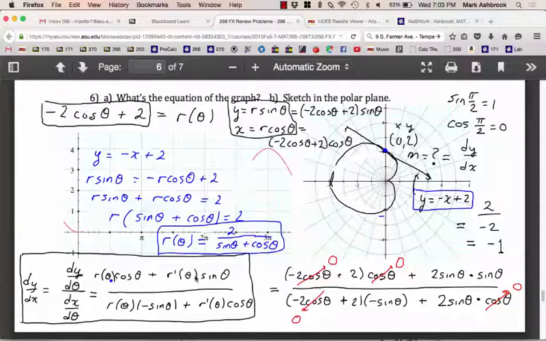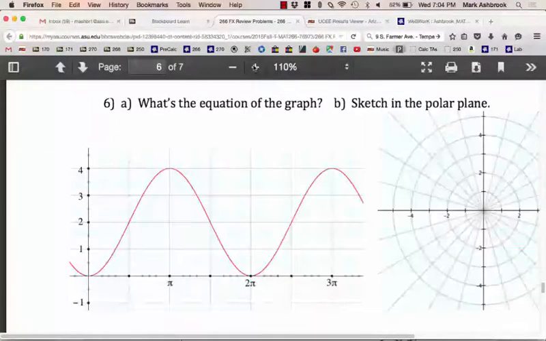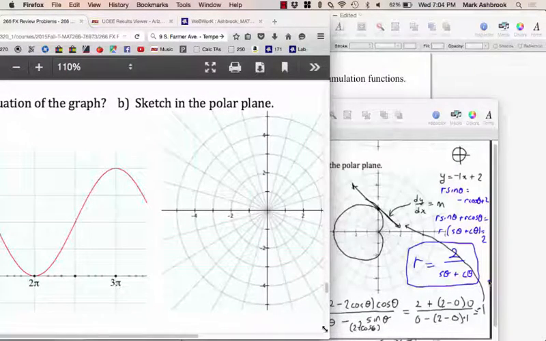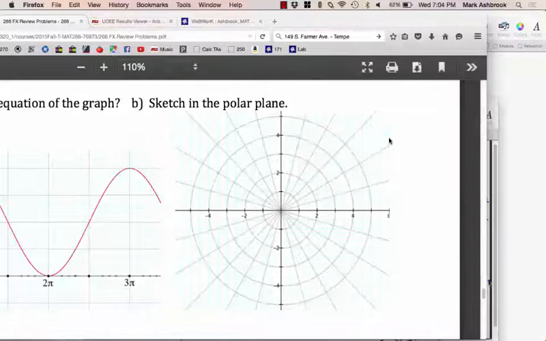We're not going to do an example of it. It's similar to what you did before with parametric. Okay, area. Questions on derivatives? Okay, so area.